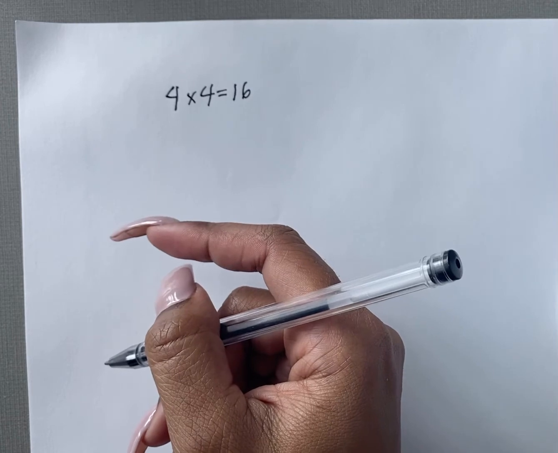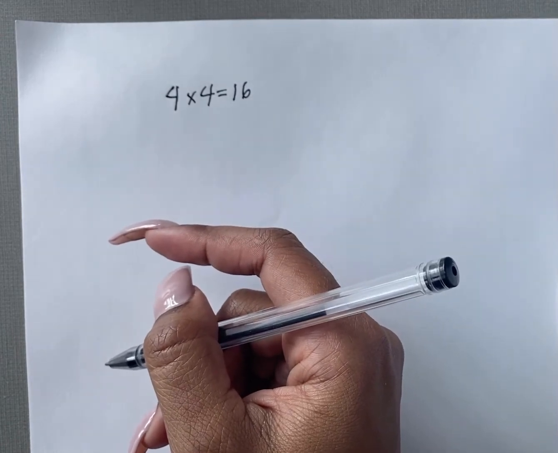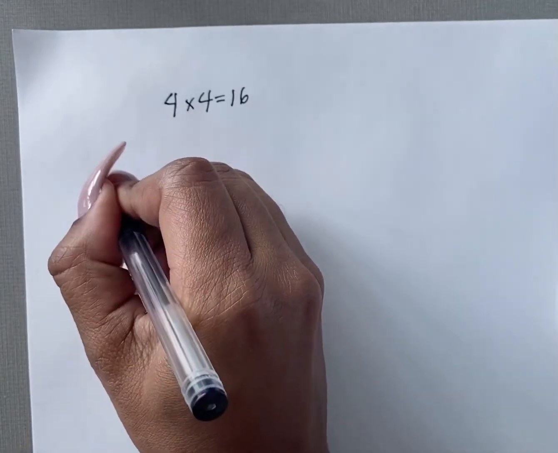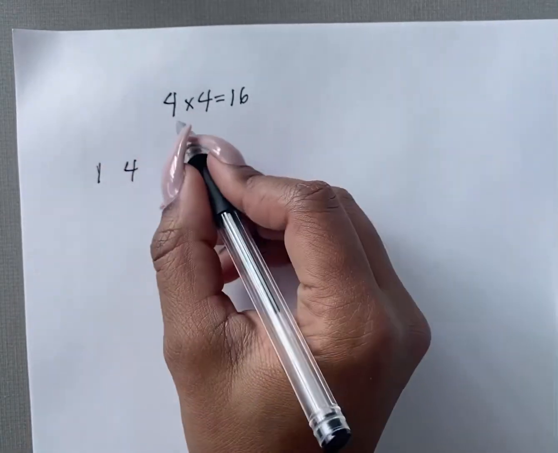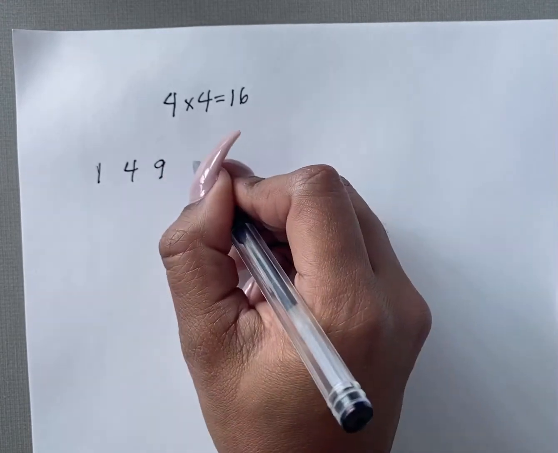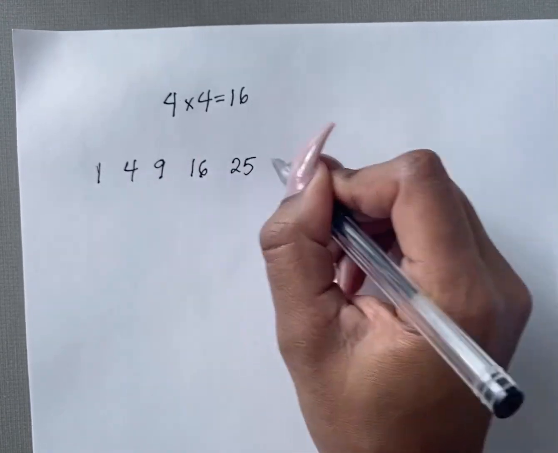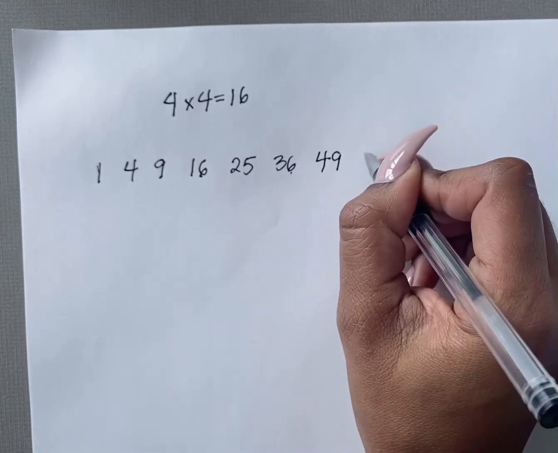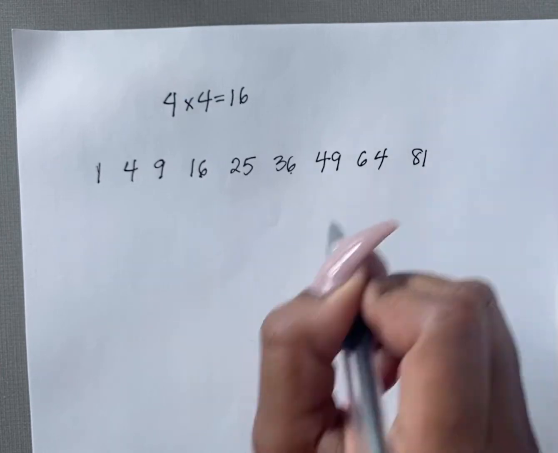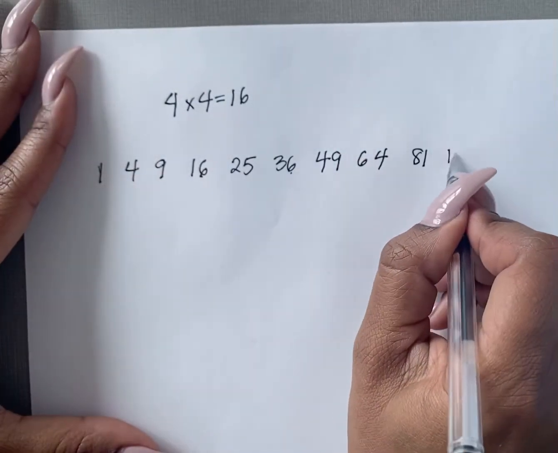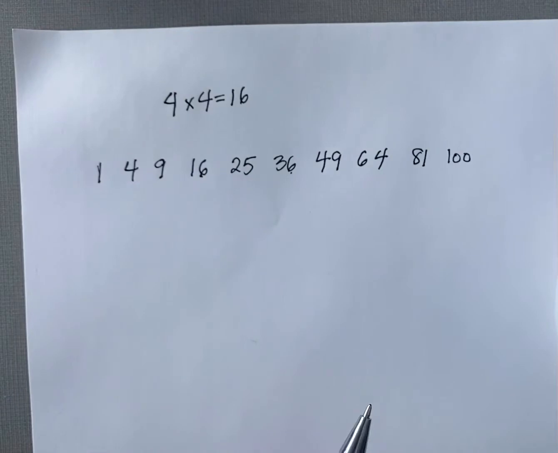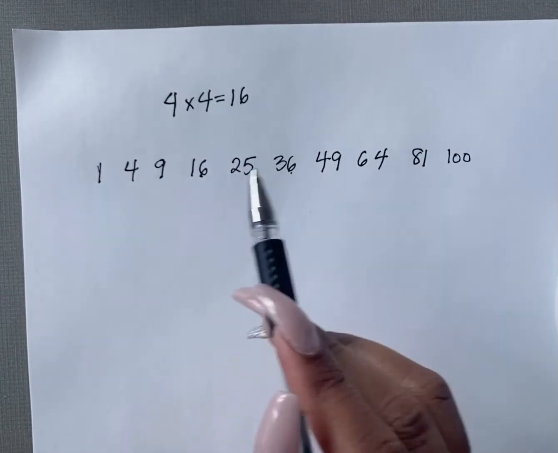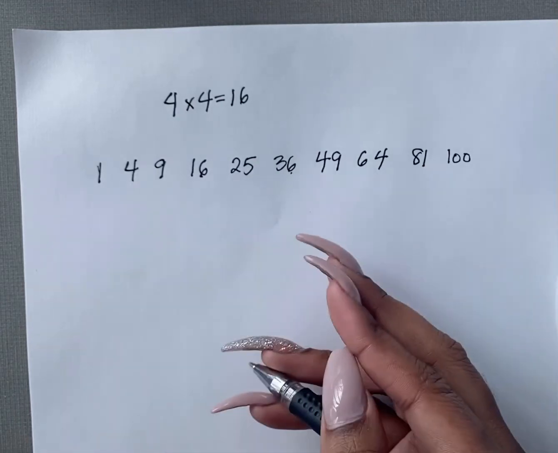I'm going to write down all of our perfect squares up to where we get 100 as a result. So 1 times 1 is 1, 2 times 2 is 4, 3 times 3 is 9, 4 and 4 is 16, 5 and 5 is 25, 6 and 6 is 36, 7 and 7 is 49, 8 and 8 is 64, 9 and 9 is 81, and 10 and 10 is 100. You can go further than that, but these are the ones we're going to look at for now. These are all perfect squares. They are the result of multiplying something times itself.